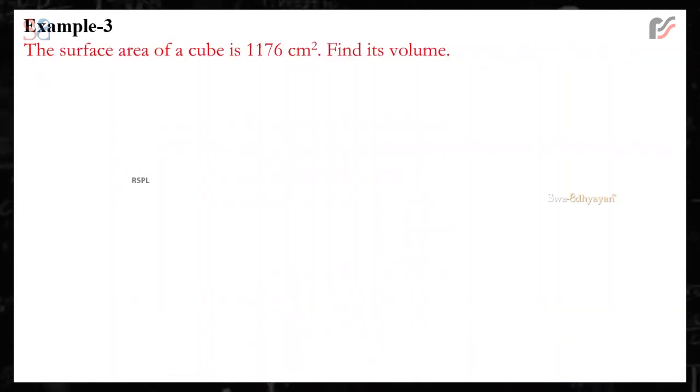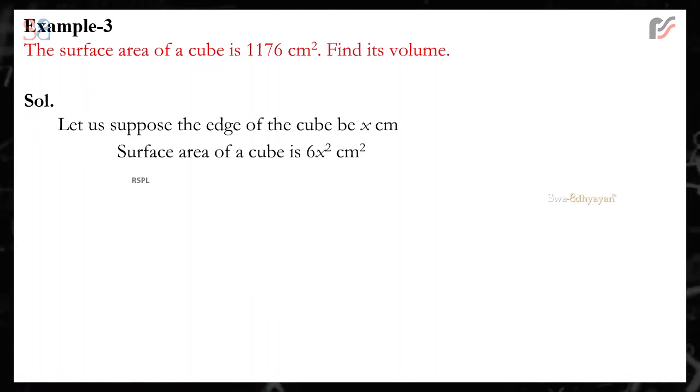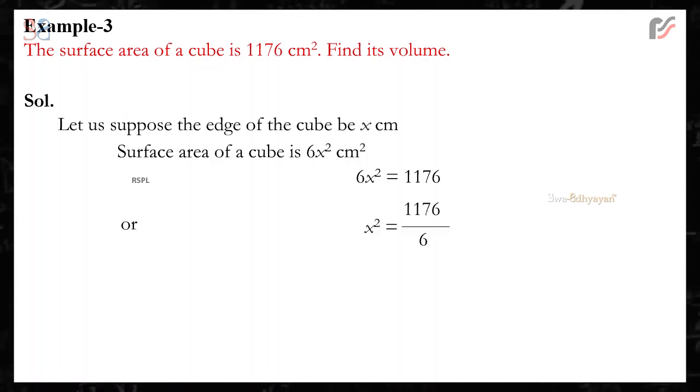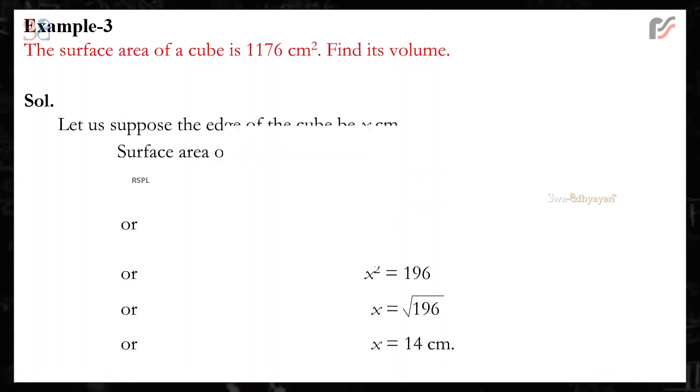Example 3. The surface area of a cube is 1176 square centimeters. Find its volume. Solution. Let us suppose the edge of the cube is x centimeters. Surface area of the cube is 6x² square centimeters, or 6x² is equal to 1176, or x² is equal to 1176 upon 6, or x² is equal to 196, or x is equal to the square root of 196, or x is equal to 14 centimeters.